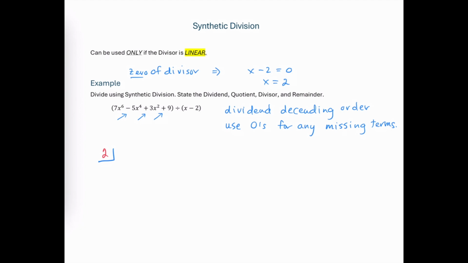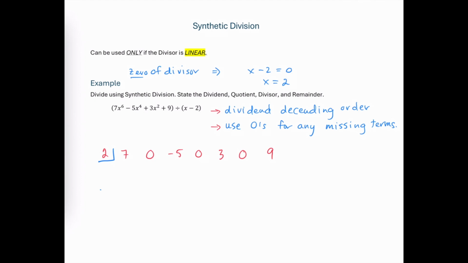And so let's begin. To the right of this box, we are going to write the coefficients of the dividend, and we'll use zeros for any missing terms. So the first coefficient is 7. We're missing the x to the 5th term, so we hold that spot with a 0. The x to the 4th coefficient is negative 5. We're missing x cubed, so we hold that spot with a 0. The x squared coefficient is 3. We're missing x to the 1st, so we hold that spot with a 0. And the constant is also considered to be a coefficient, so we write that value down here at the end.